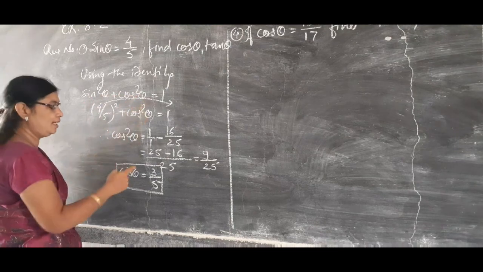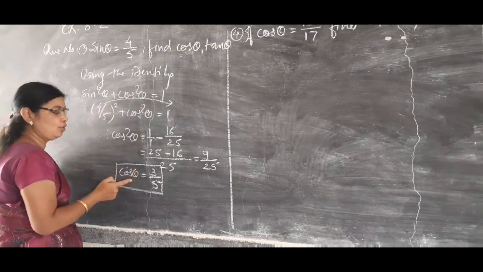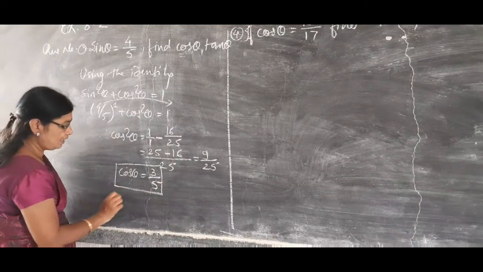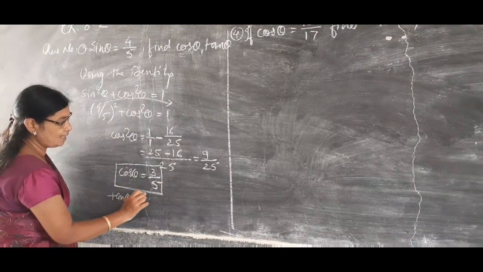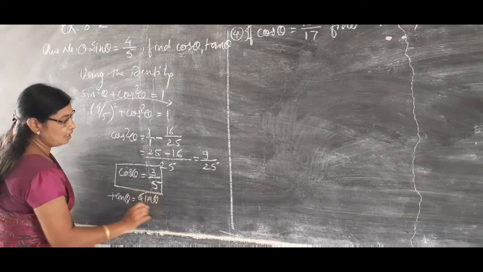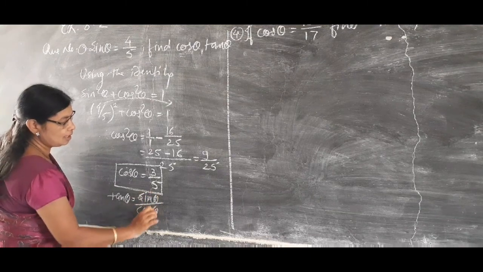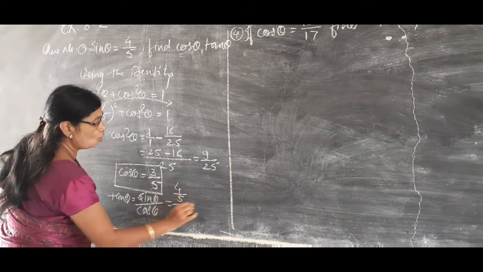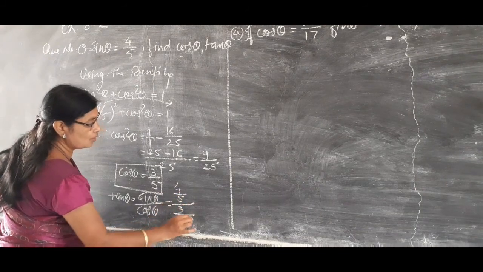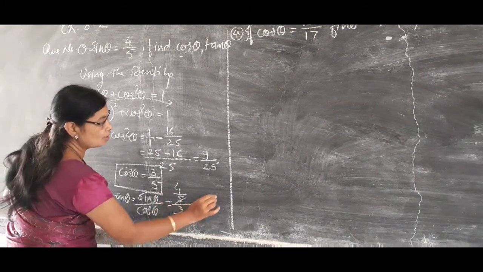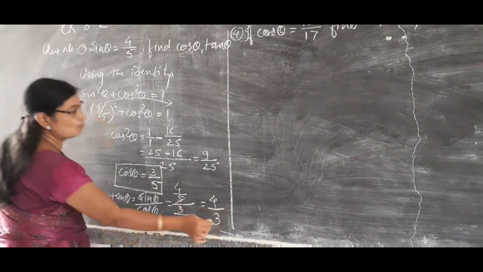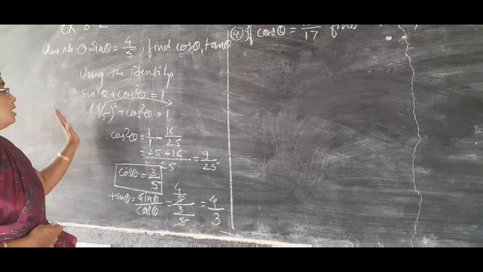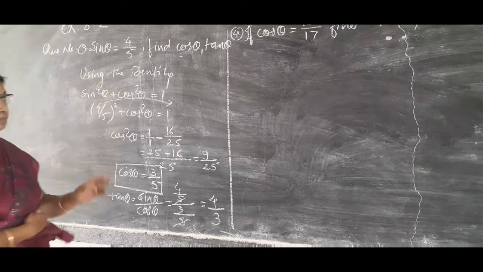It is the simple method for finding. You have to use the identity, and if sin is given, you have to find cos. If cos is given, you have to find sin. And then tan, how will you find tan? Sin upon cos. Now sin is 4/5, cos is 3/5. This 5 will be cut. What is your answer? 4/3. In this way, you have to find the answer. In question number 1, also you can use the same method.